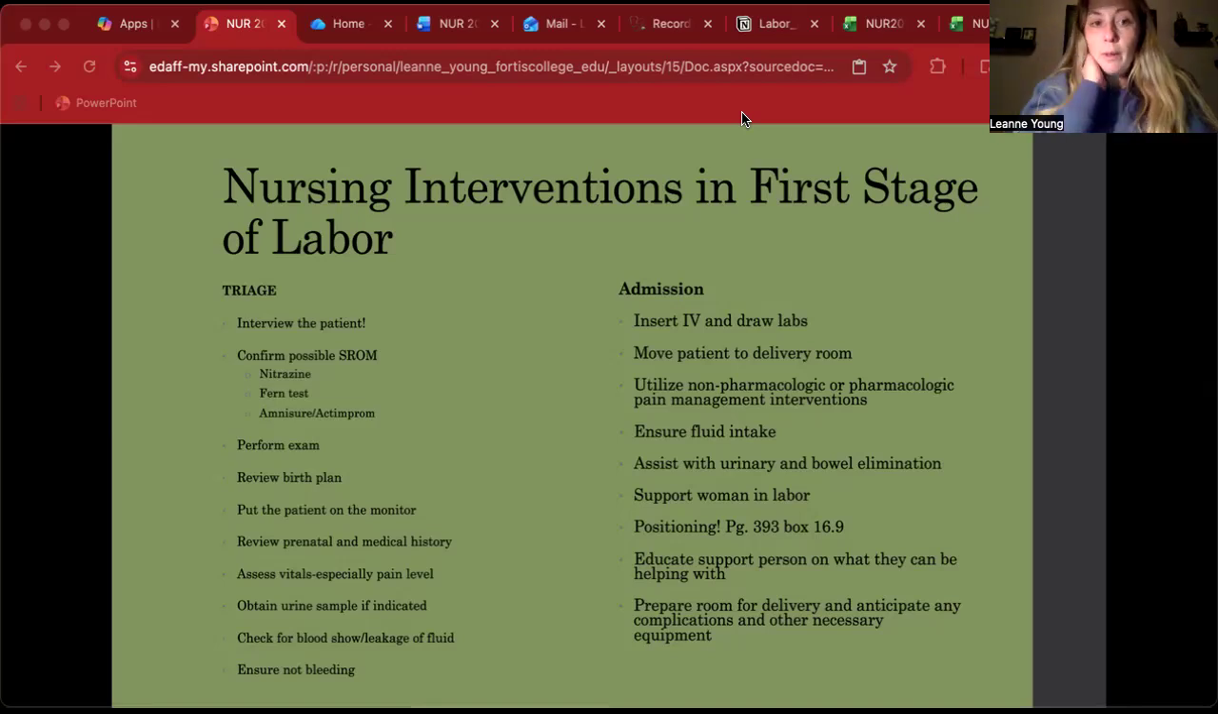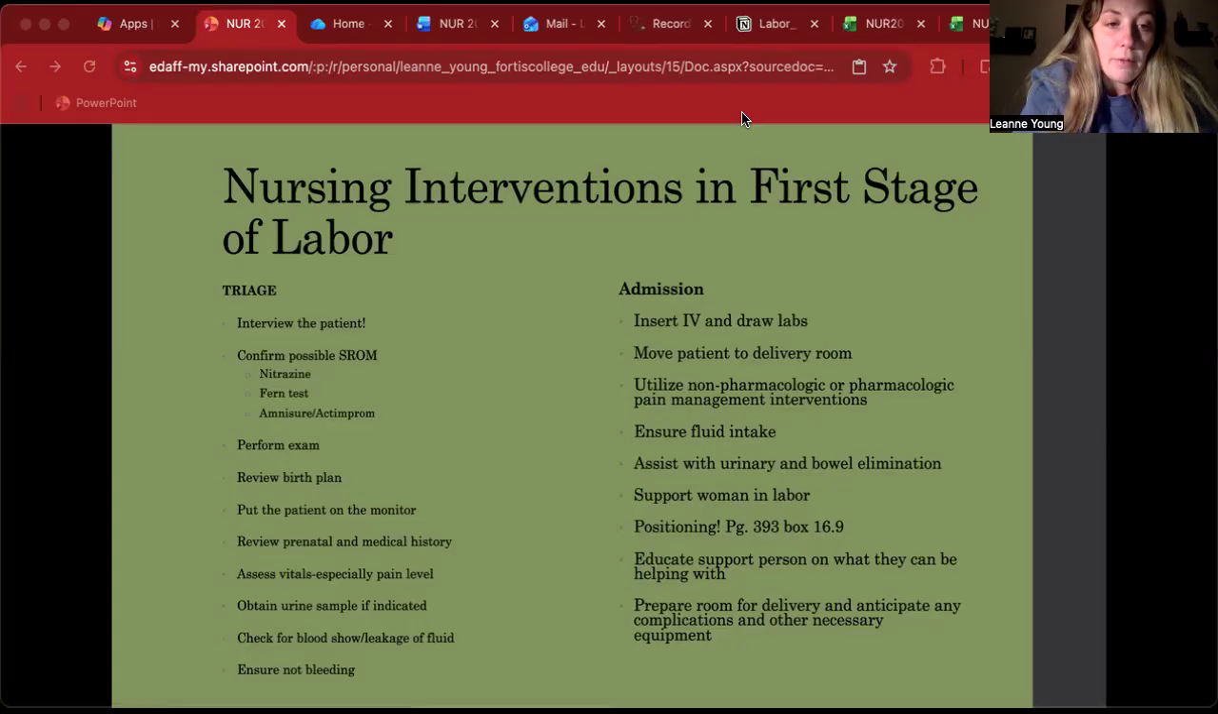We're going to review mom's birth plan with her, talk about what she's expecting or wanting from her labor experience, put the patient on the monitor to assess for fetal well-being, review the prenatal and medical history, make sure there's no underlying comorbidities or things that we need to be aware of for delivery of the infant. We're going to assess her vitals, especially her pain level. If she's able to tolerate vaginal exams and she's able to breathe through her contractions still, maybe potentially even talk through her contractions, that'll make this interviewing and triage process a lot easier than a mom comes in ready to have her baby or ready to get an epidural.